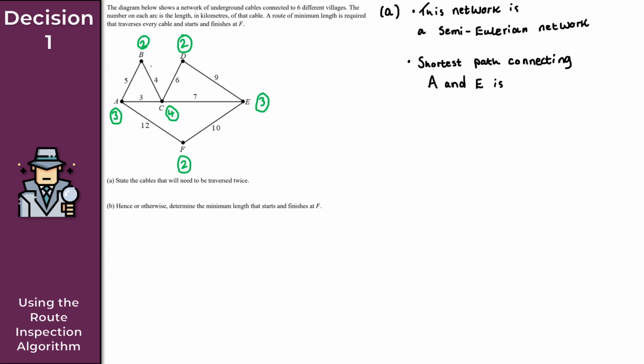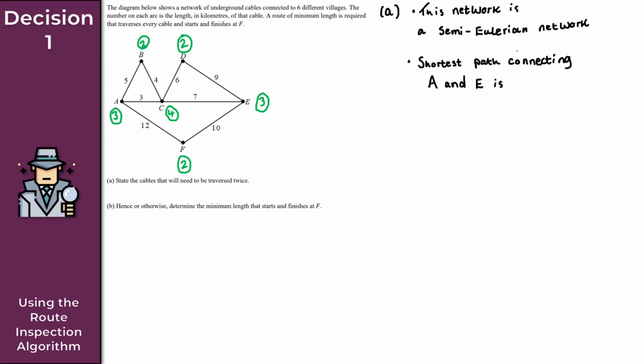Clearly, we're not going to go from A to B, B to C, C to D, and then D to E, because for example, A to B has a weight of 5, B to C has a weight of 4, so that's 9. C to D has a weight of 6, so we're already at 15, which is greater than 10. So clearly that won't be the route. And the same again along the bottom: A to F has a weight of 12. It's already greater than 10.